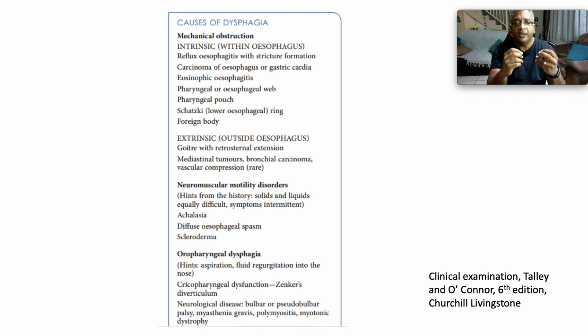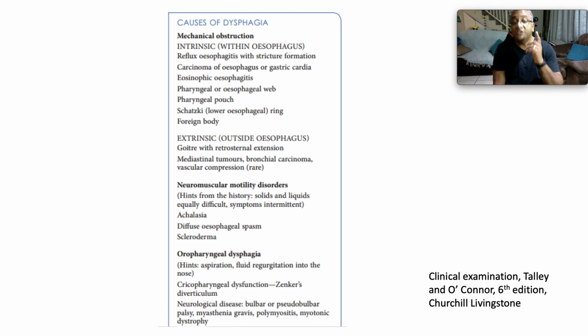And the most common intrinsic causes of mechanical obstruction of the esophagus are carcinoma of the esophagus or gastric cardia, reflux esophagitis with stricture formation. Then you get the somewhat less common causes like eosinophilic esophagitis, pharyngeal or esophageal web, Schatzky ring, etc. If it's extrinsic, meaning that the cause of obstruction is outside the esophagus, we're thinking about goiter with retrosternal extension, mediastinal tumors, etc. If it's a motility disorder and swallowing solids and liquids are equally difficult, thinking about achalasia, diffuse esophageal spasm, and of course scleroderma.